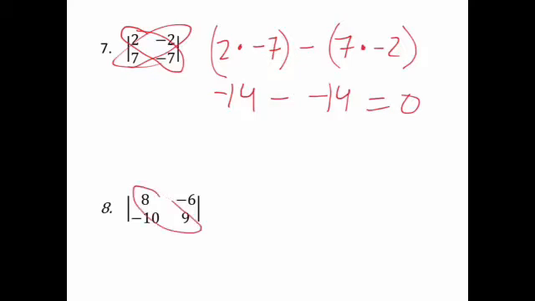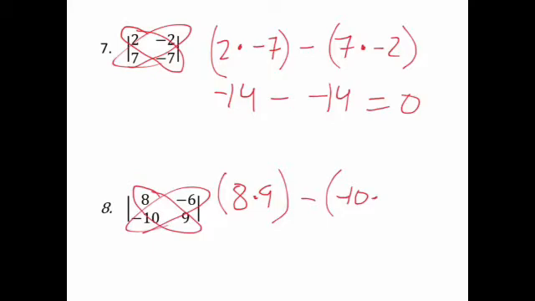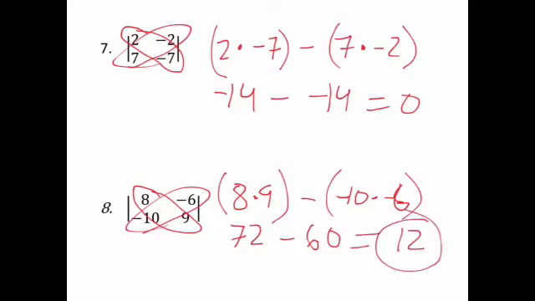And then our last one on the front, you do 8 times 9, and subtract the other diagonal times together, negative 10 times negative 6. 8 times 9 is 72. Negative 10 times negative 6 is positive 60. So we got 72 minus 60 is going to give us 12. And that's the entire front side.